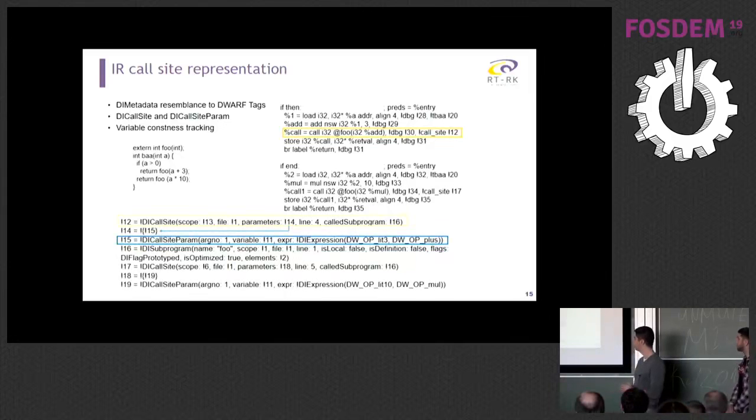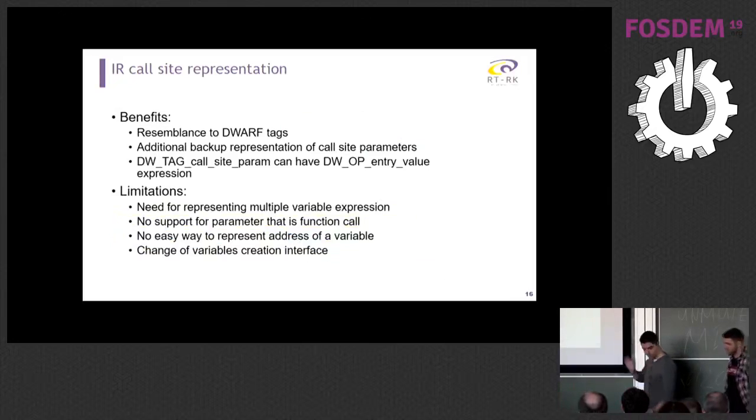We also need to mention that in order to use this new value, entry value, for representing other variables, especially parameter variables, we need to verify that the parameter has never been modified through the course of the function. In order to check this, we used a SEMA constant check, and we wrote that information inside the parameter variable debug metadata. This approach has certain benefits and certain limitations.